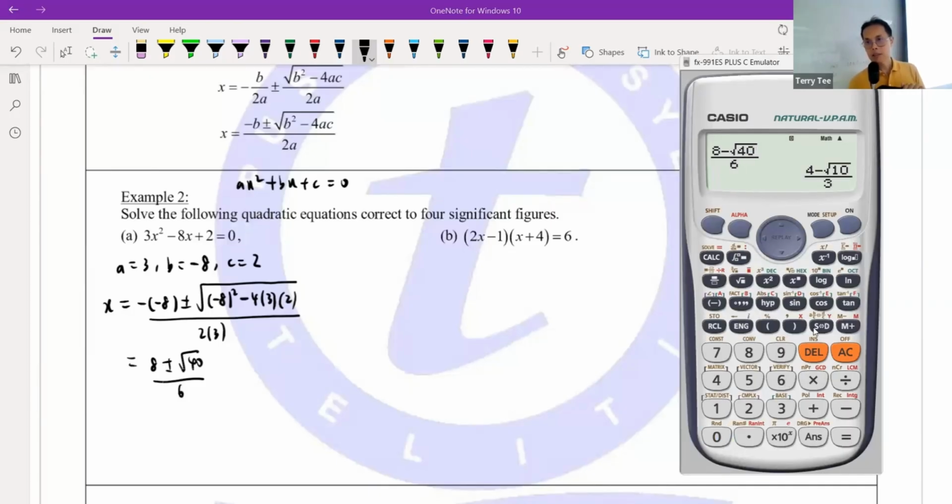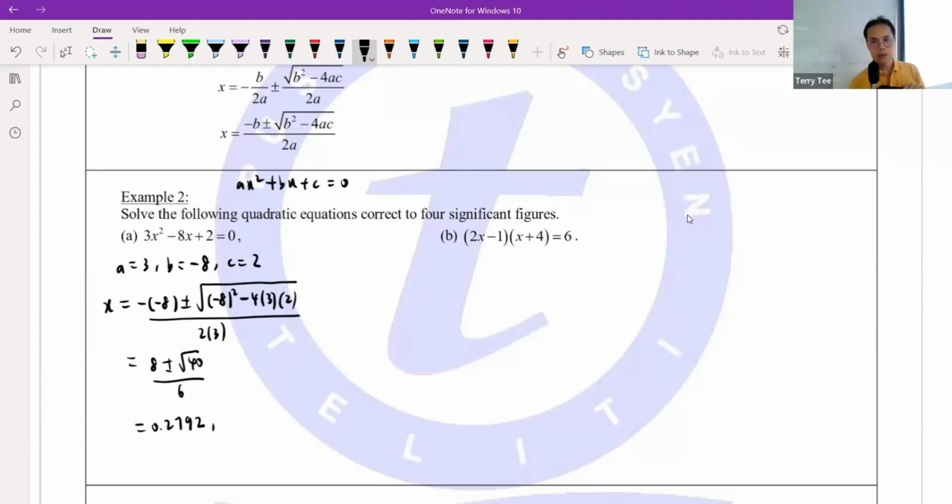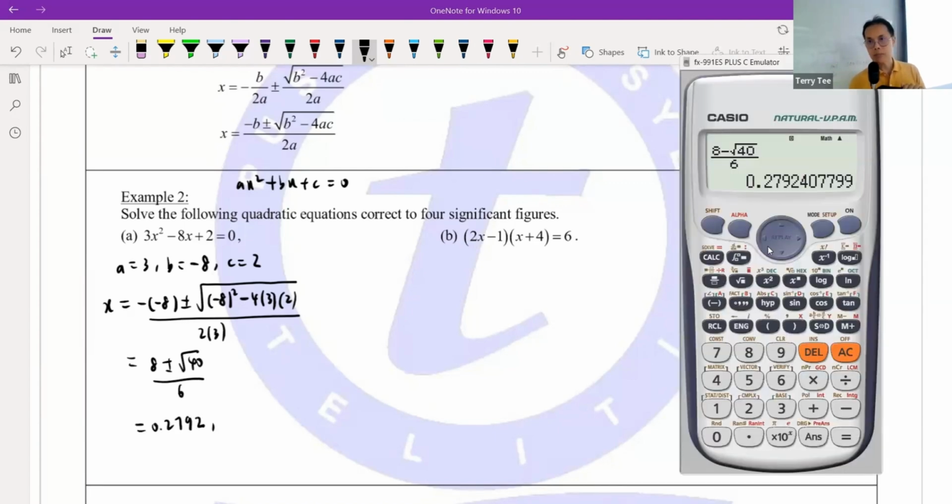Use your calculator. 8 minus square root 40, divided by 6. My answer is 0.2792, to 4 significant figures. This is your first answer. For the second answer, just change the minus here to plus. So this will give us 2.387.